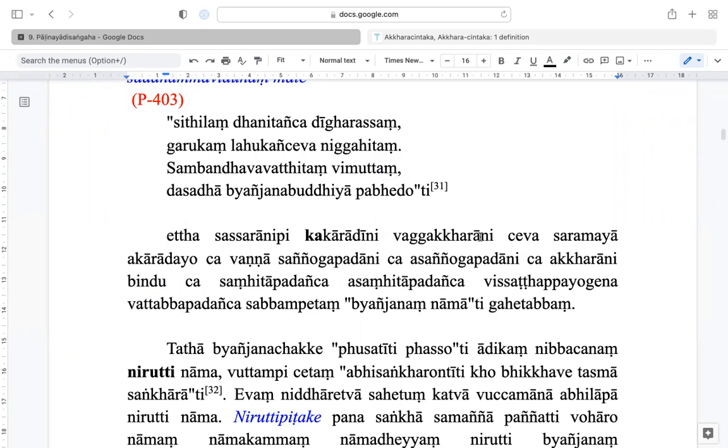So now here Vagakarani, group consonants, and the Saramaya Agara Deyo Wana, vowels, and the Sanyoga Barani, words with conjuncts, and the Asanyoga Barani, words without conjuncts, and the Ekarani, those are also Ekra. And the Baindu, so Negahita. And Sanhita Bada and Asanhita Bada. Sanhita is a combination of words, like a sandhi word.